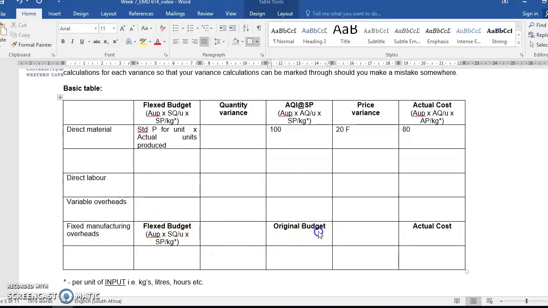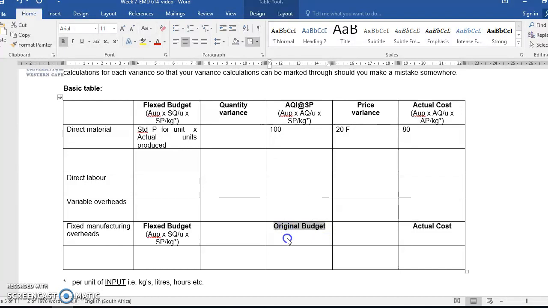Then the only exception that I wanted to highlight is the fixed overheads. For fixed overheads, this column changes a bit, in that this middle column becomes the original budget, which is basically what you originally budgeted in terms of units, multiplied by the original budget in terms of the price per unit. And that's because fixed cost is not driven by an increase in production. So therefore we don't change this column based on actual quantity. We keep it at the original budget.